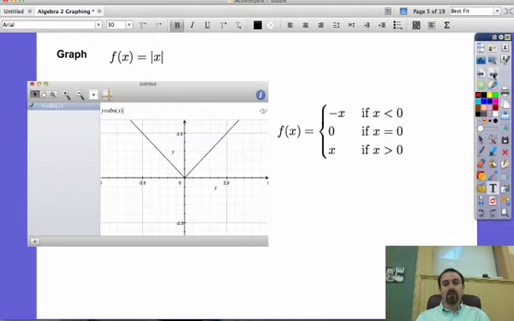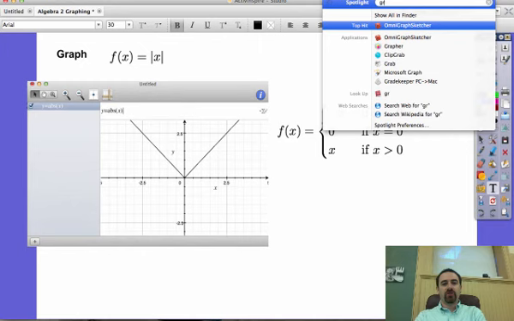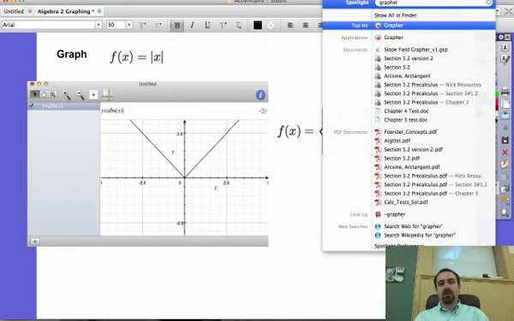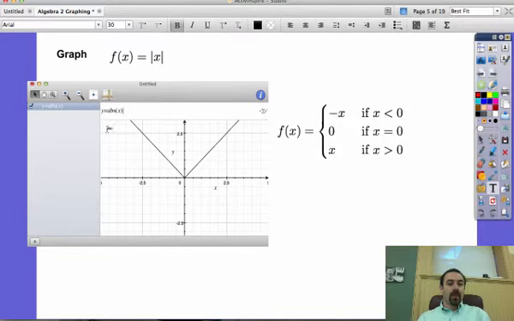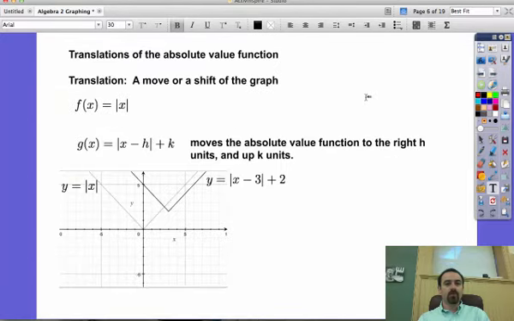Now we can use calculators to graph these too. This is from the program Grapher, which you'll find on any Macintosh if you go to the Spotlight and you search for Grapher. Okay, and I graph the function absolute value of x, and you can see indeed it is a V. Okay. All right.